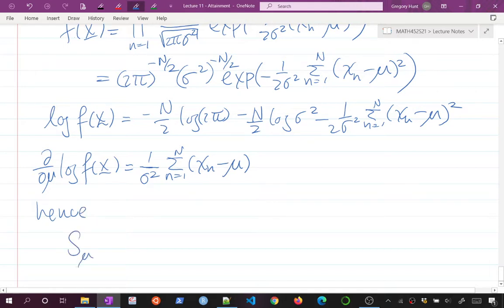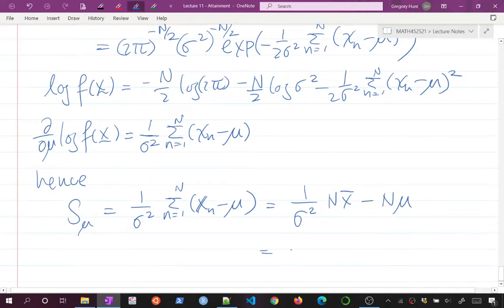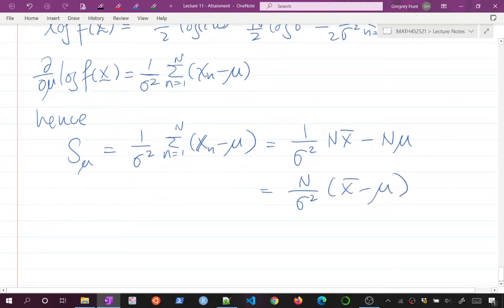S, let's say of mu, is basically this, but I replace my deterministic x with the random x. So 1 over sigma squared, and we can write this as n x bar minus n mu. So what I get is n over sigma squared times x bar minus mu. And so by my theorem, I found some a of mu. Now in this case, it doesn't depend on mu at all. It doesn't have to always. And then I get my mu hat minus mu.